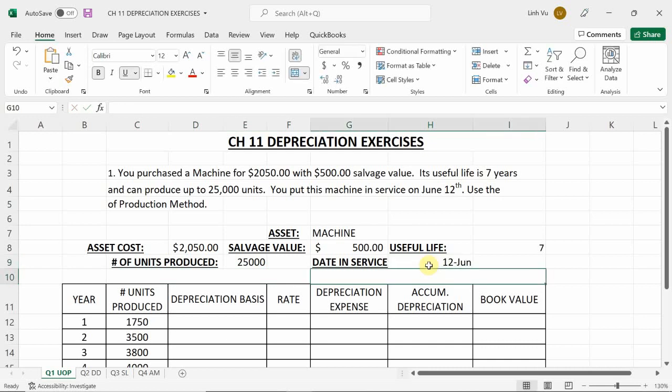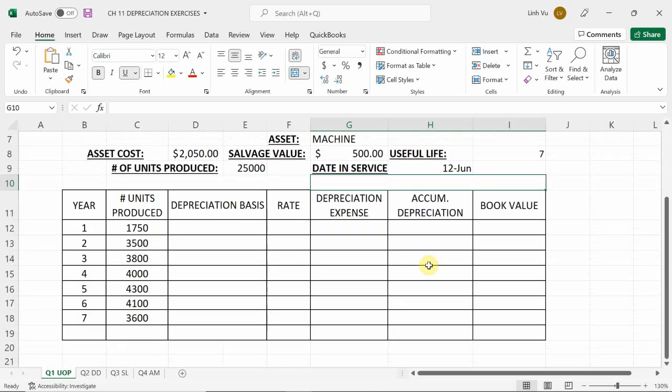So what does that tell you? Are you going to depreciate June 12th, or are you going to depreciate after June? No, June 12, because it's up to 50. Okay, good. So here's year 1. We produced 1,750 units for the first year. So what's my depreciation basis?